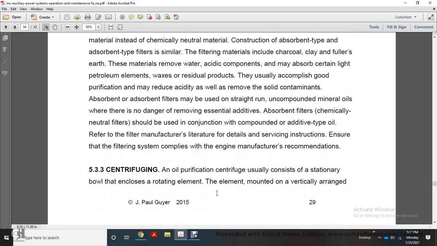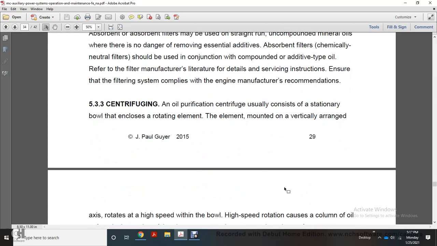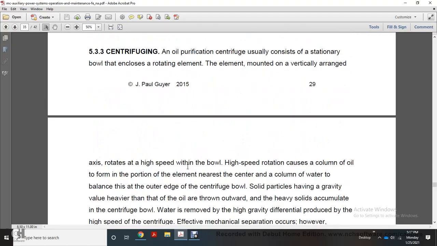Centrifuging. Oil purification by centrifuging usually consists of a stationary bowl that includes a rotating element. The element, mounted on a vertically arranged axis, rotates at high speed in the bowl. The high-speed rotation forces the column of oil to form a portion nearest the center, with the column of water balanced over the outer edge of the centrifugal bowl.